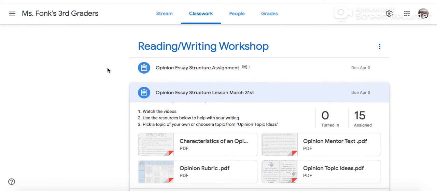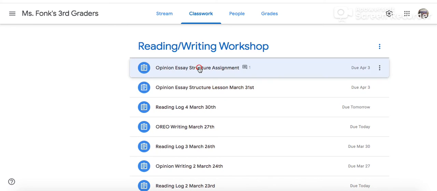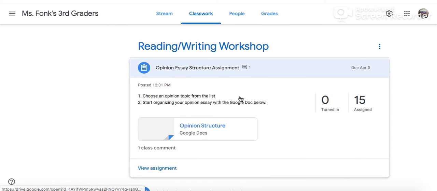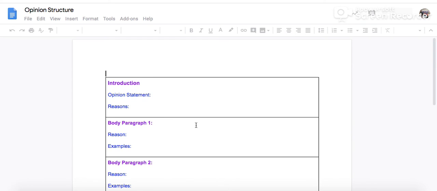And here, this was all the lesson material. If you click on the top one that says assignment, it says choose a topic from the list, and then you're going to start organizing your opinion essay with the Google Doc below. So if you take a look at opinion structure, it'll open up your doc. And then I have it all laid out for you. All you have to do is type in your opinion statement, your reasons, reason 1, 2, 3.